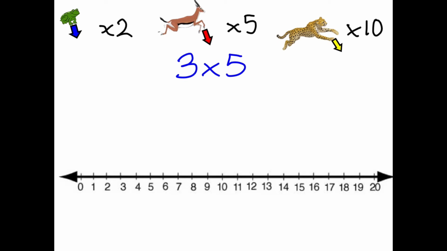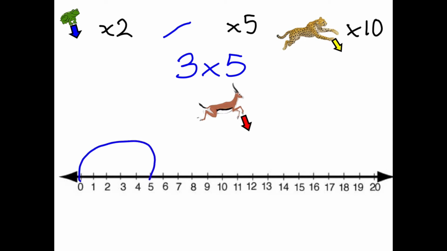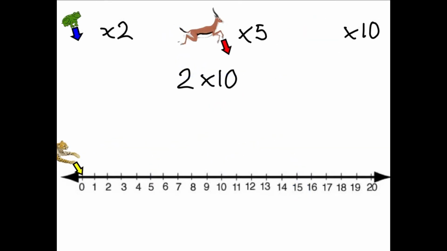Now the gazelle is going to jump in 5s, in multiples of 5. So we need 3 jumps of 5 to find out what 3 times 5 is. Done the scribble again. So that's 1 jump of 5, 2 jumps of 5, 3 jumps of 5. And so if I draw those jumps, you start from 0. So 1 jump of 5, 2 jumps of 5, 3 jumps of 5. And so 3 times 5 equals 15.